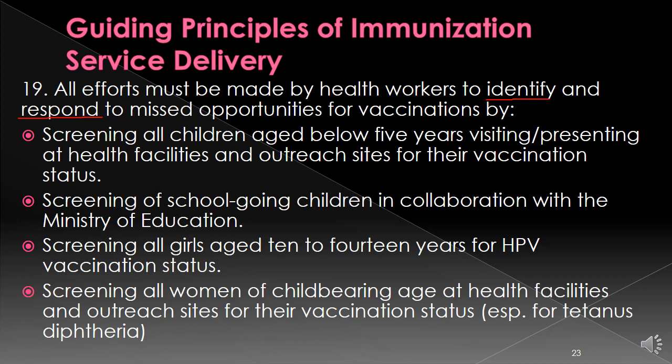The other means of making sure that we identify the children that have missed vaccines at whatever level is during the time when they are joining school. We would be talking about the playgroup children. They're usually very young, around 4 years old.